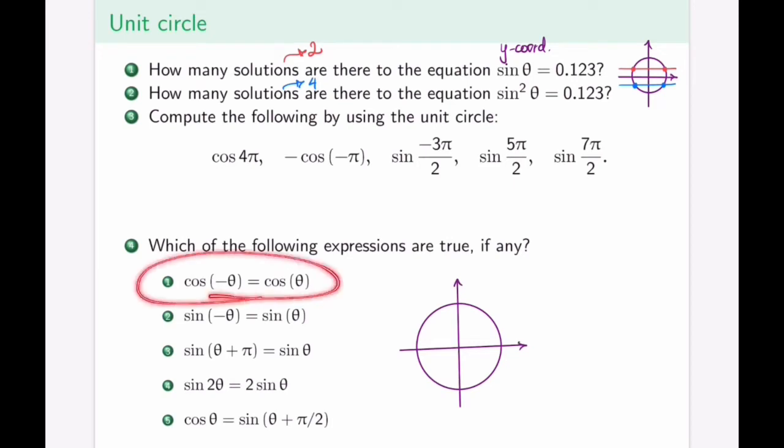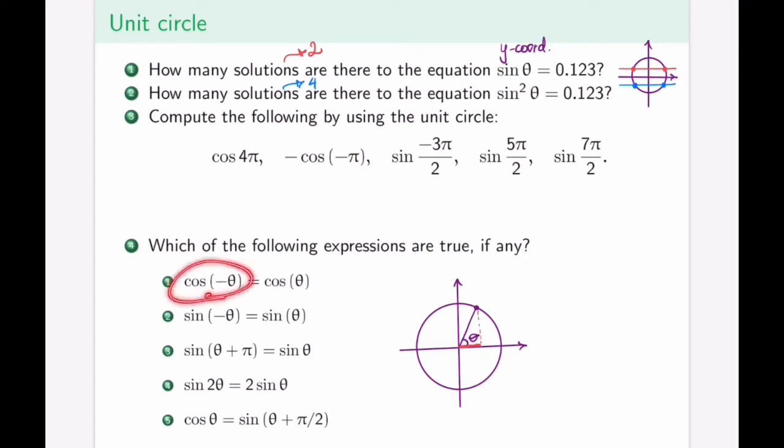What the first identity claims, or it's not clear yet that it's an identity, what this expression claims is that the cosine of a negative angle, theta, is the same as the cosine of theta. Well, let's draw it out and see if we believe it. So let's say I have this as my angle, theta. Again, cosine is the x-coordinate of this angle. So the x-coordinate being this much. This is my cosine of theta right here.